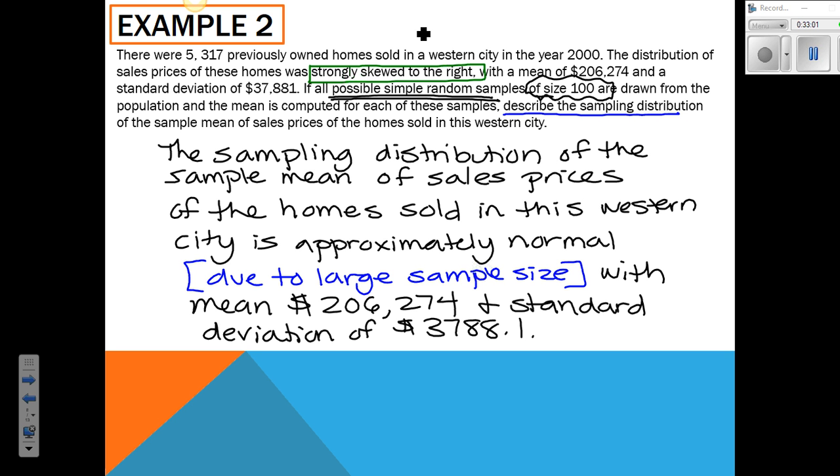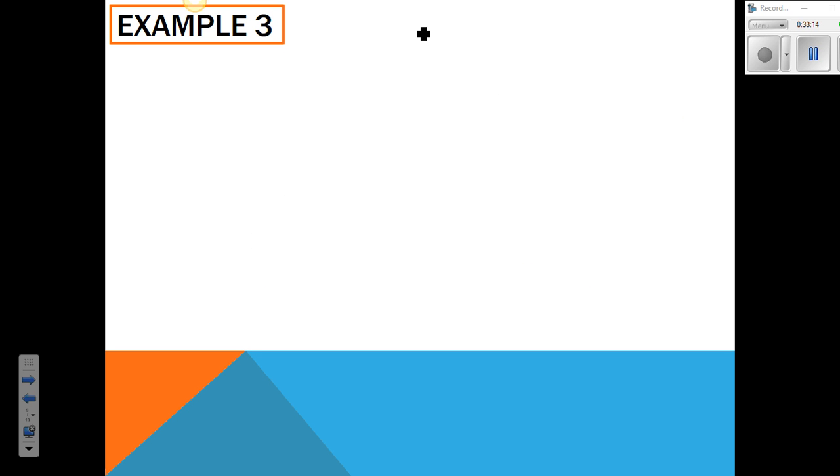All right, you guys good? What you need to write there? Yes, no? Excellent. You guys ready to do the final example of the day? Yes. Awesome. All right, example 3.